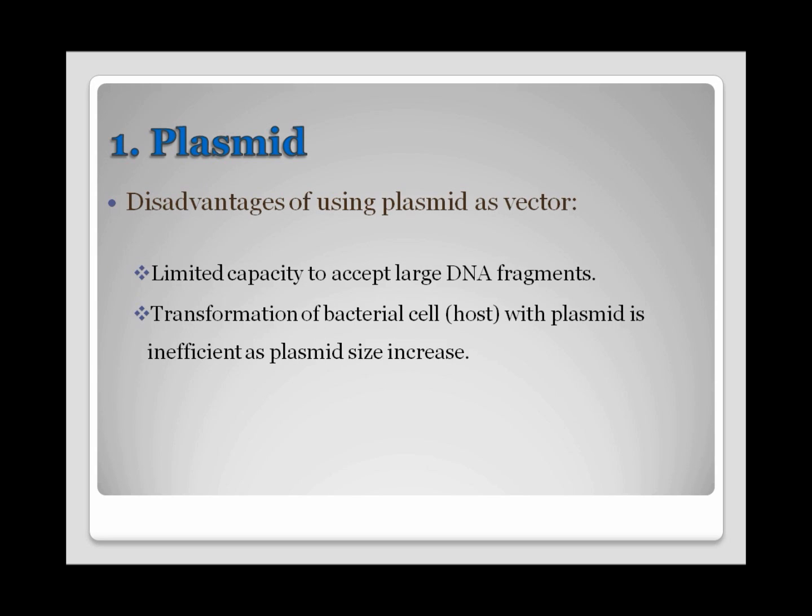The disadvantage of using plasmid as a vector is that plasmid is very small, so it has limited capacity to accept large DNA fragments. Transformation of bacterial cells with plasmid is inefficient as the plasmid size increases. It means the larger the plasmid size, the harder for bacteria to transform. Now I will move to bacteriophage.